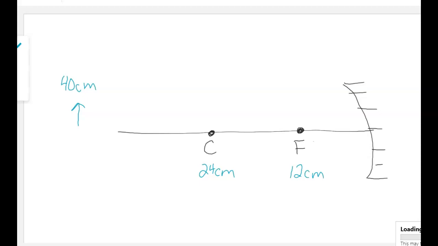Well, what do we know about where the image is going to be if my object is behind C? Well, I know that my image should be between C and F. And in this particular problem, we got that our image distance was 17-ish centimeters. So that's an answer that aligns with what we know we should expect for a problem like this.